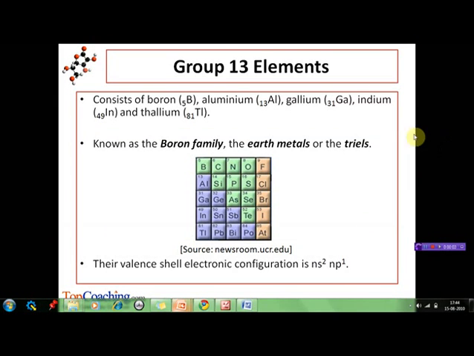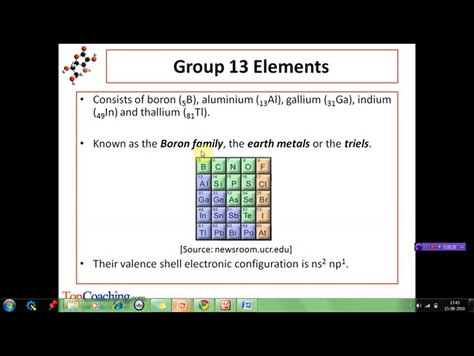P block consists of 5 groups: group 13, 14, 15, 16 and 17. In this session we are going to discuss only the first group of P block, that is group 13. It consists of boron, aluminium, gallium, indium and thallium. Since boron is the first member of this group, it is also known as the boron family.